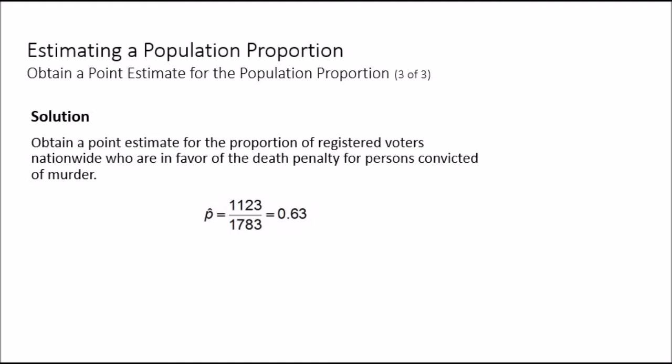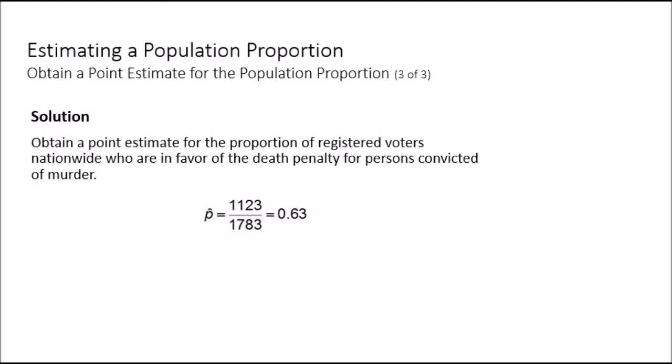Based on the point estimate of example number 1, can we conclude that more than the majority of United States registered voters are in favor of the death penalty for persons convicted of murder? Or is it possible that actually less than the majority, which is less than 50% of registered voters nationwide, are in favor of the death penalty for persons convicted of murder?